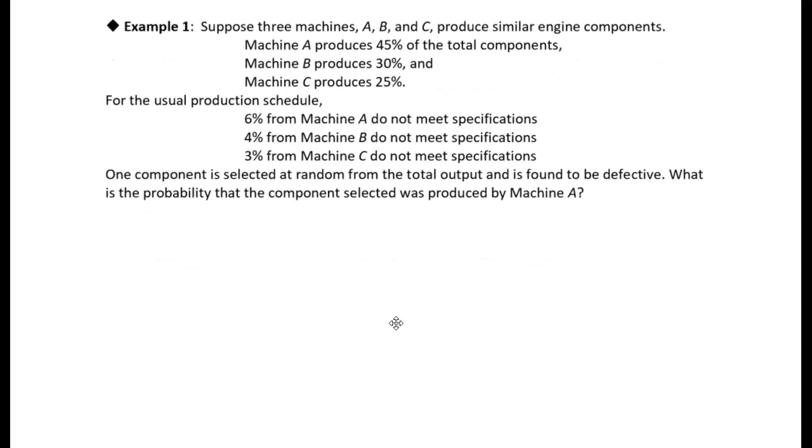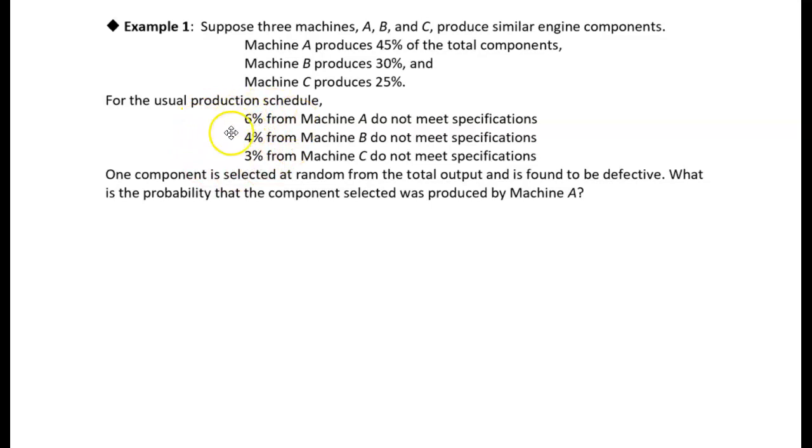So in this example, we have 3 machines. We're just going to call them A, B, and C. And they produce similar engine components. And machine A produces 45% of the total components, B produces 30%, and C produces 25% of the components.